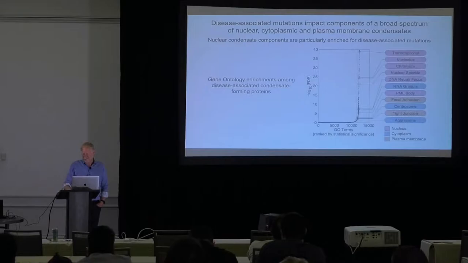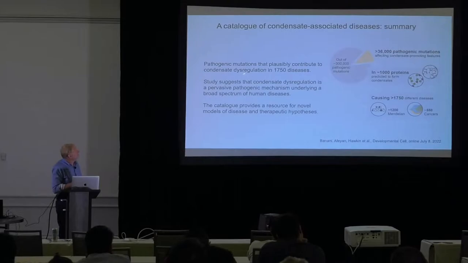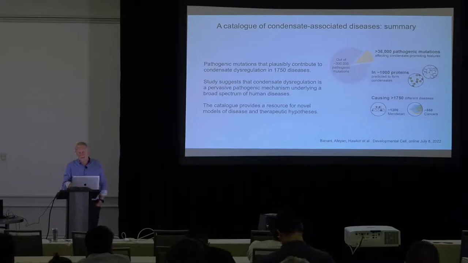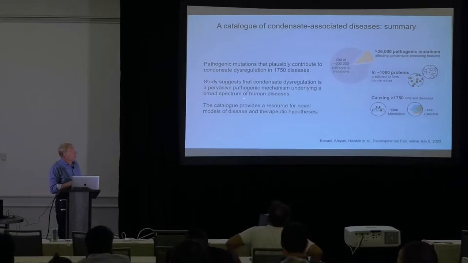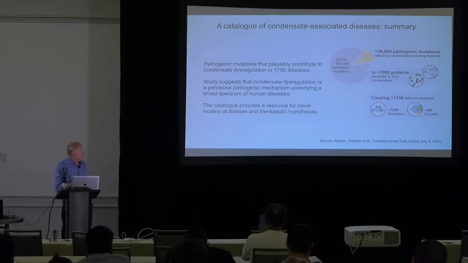So to summarize this part of the talk, Salman, Lena, and Susanna have identified pathogenic mutations that plausibly contribute to condensate dysregulation in over 1,750 diseases. We think that condensate dysregulation is a pervasive pathological mechanism underlying a broad spectrum of disease, and what we hope the catalog does is to provide a resource for novel models of disease and therapeutic hypotheses.